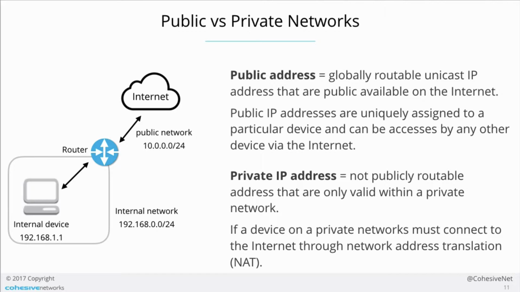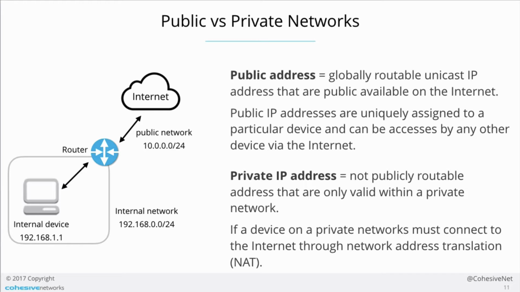So when we talk about public versus private networks, we talk about IP addresses and how you can figure out which one's public versus private. A public address is globally routable. It's a unicast IP address that is publicly available. Because it's public, it's unique to that device, and it can be accessed and viewed by any other device on the internet. A private IP address device is only routable and viewable through other devices in that network. If you have a device on a private network, it has to connect to the internet.